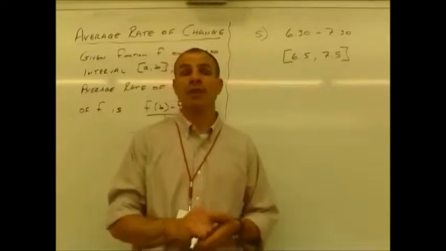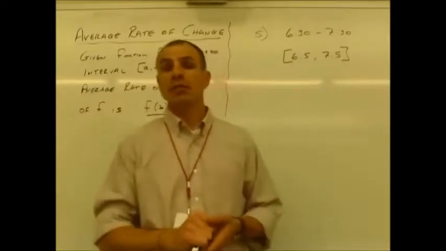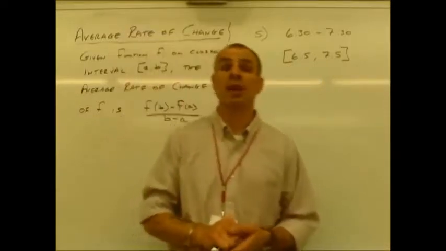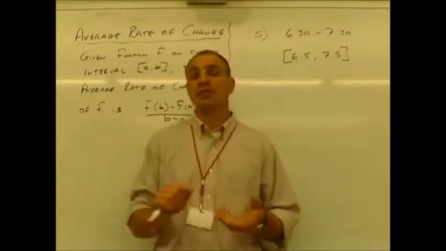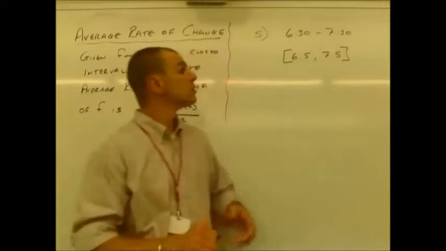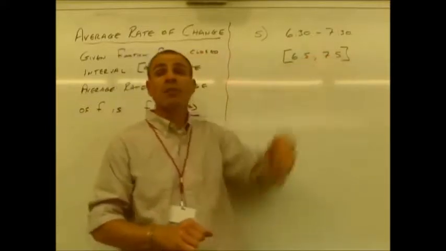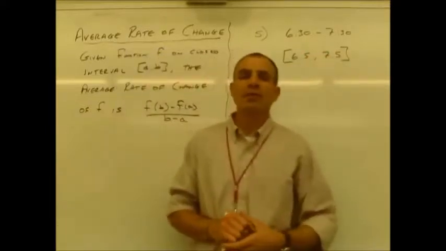So we know that, for example, at time t equals 6, so 6 o'clock in the morning, the building is empty. There's nobody in the building. The population is 0. At 7.5, which is 7:30, our building has about 700 people in the building.